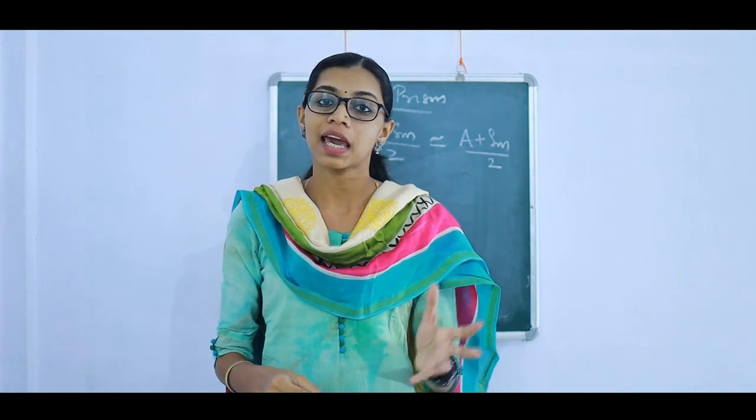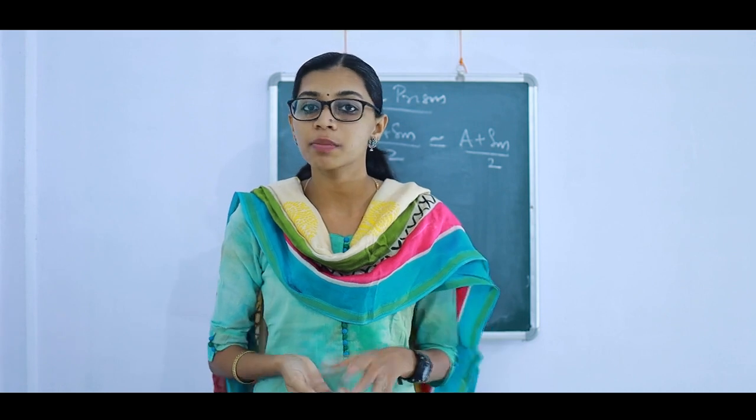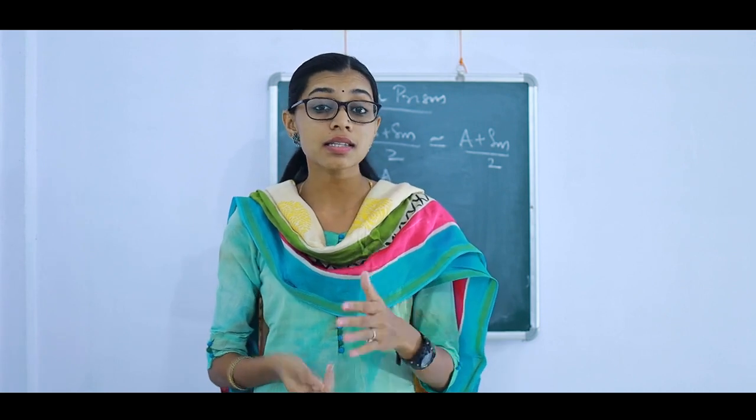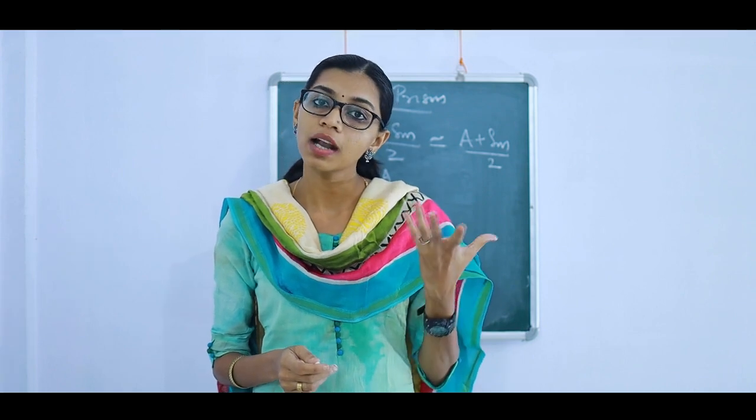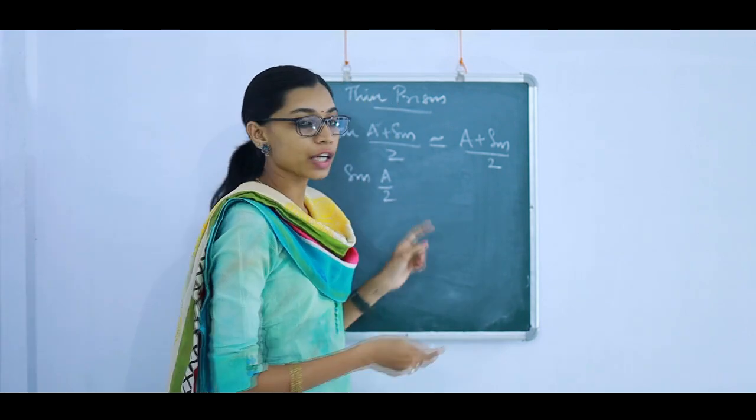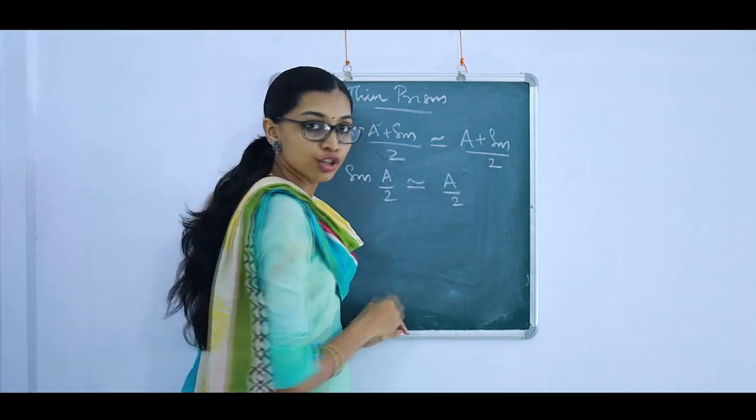Normally for a prism, A is taken as 60 degree. That is the equilateral prism, A will be taken as 60 degree. But this is a very thin prism. So it need not be 60 degree, it will be some small angle. So sin A by 2 will be approximately equal to A by 2.